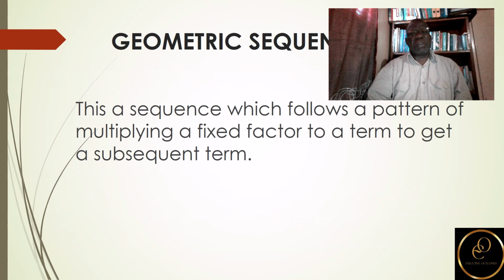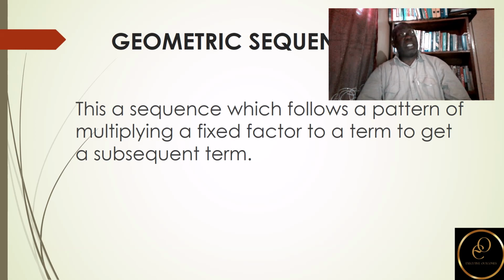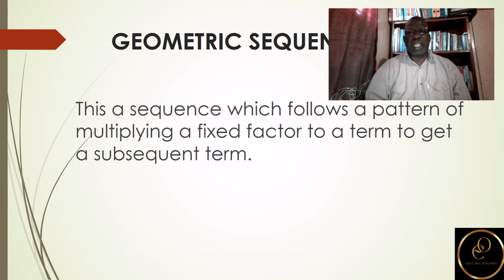Then let's look at the geometric sequence or geometric series. A geometric series is one which follows a pattern where a fixed factor, or a number applied to a term, gives you the subsequent term. A factor is a number that is applied to another number. So that's what we call a factor. That's the case we have here. So let's look at how we deal with finding the nth term under a geometric sequence, and also find the sum of terms under a geometric sequence.